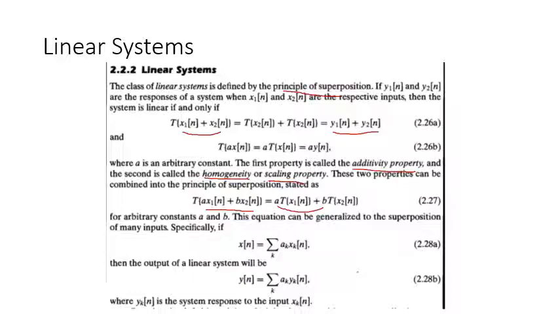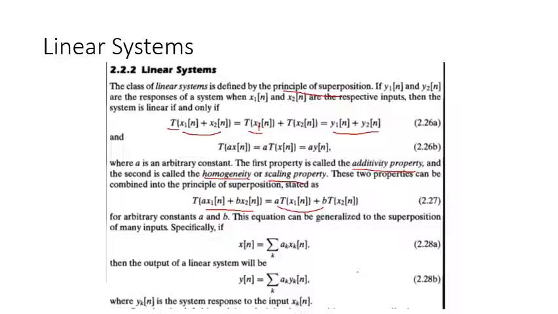So how can we verify it? Just take a look at equation 2.26a. We are adding x1 plus x2 and then passing it through the system. Here, we are adding after passing through the system. So if we add two inputs and pass them through the system, or we pass each input through the system and then add them, the result should be equal. I'm going to explain with the help of an example so that it will be more clear.